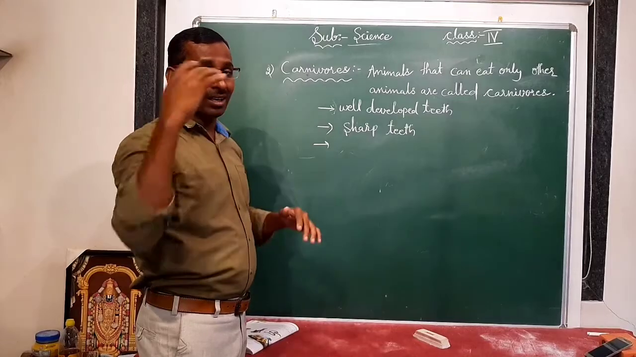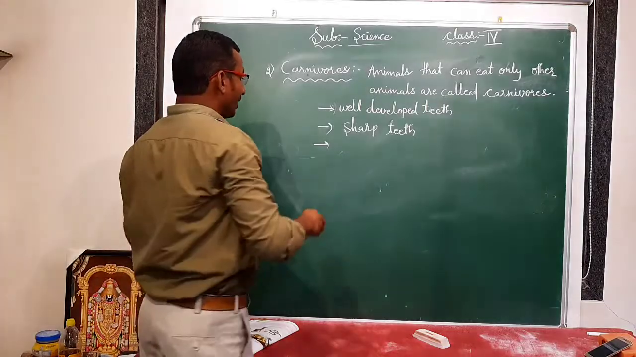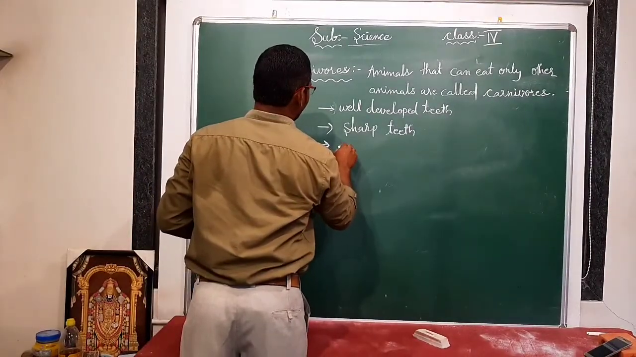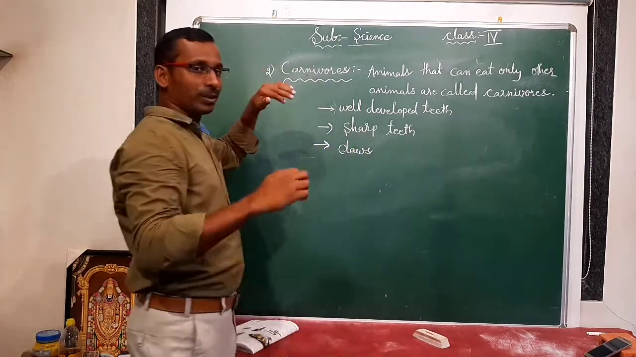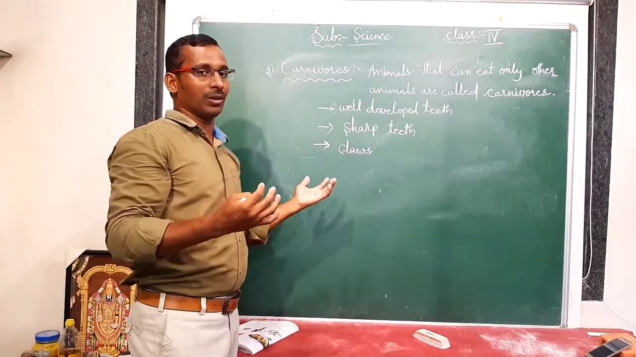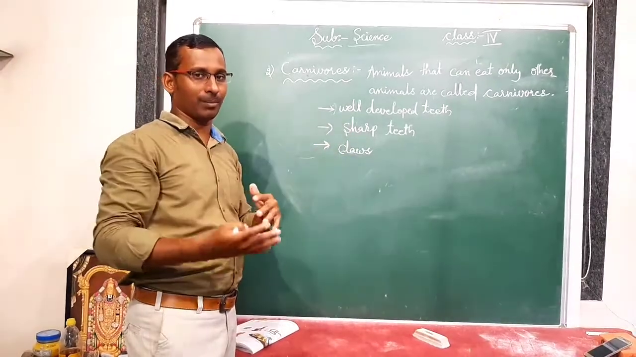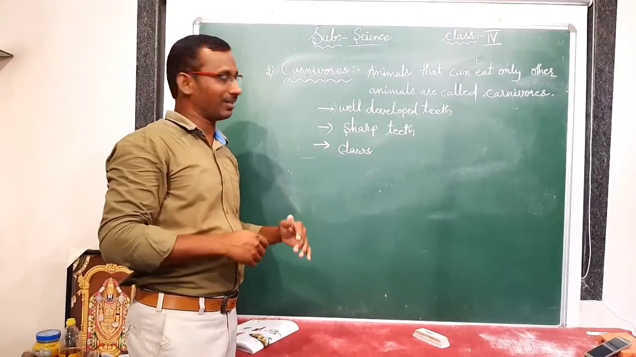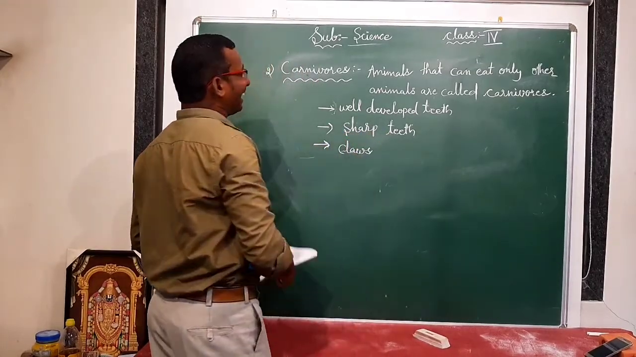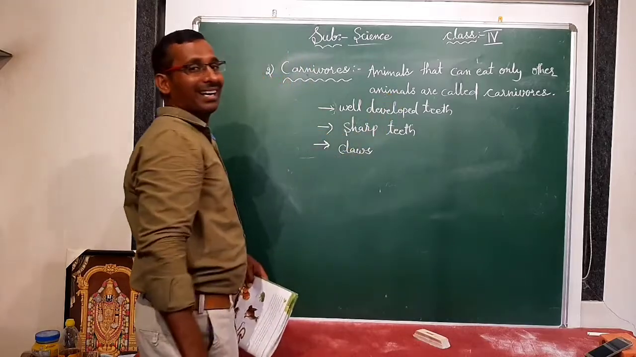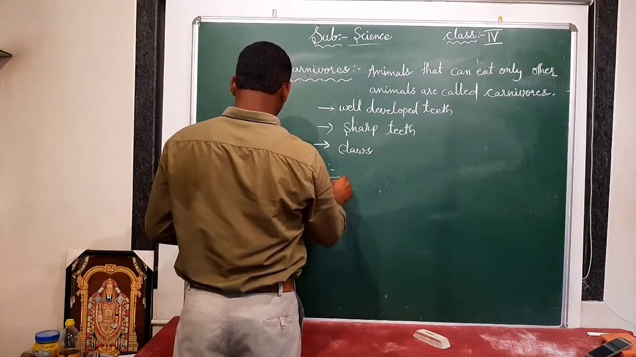Suppose if you see birds also are there. Some birds have sharp claws. Birds also come in, and in the same way animals also come in. So they have sharp claws. Suppose they are birds, like an eagle. With the help of these claws and these sharp teeth, they can eat the flesh of other animals. What are the examples of carnivores?